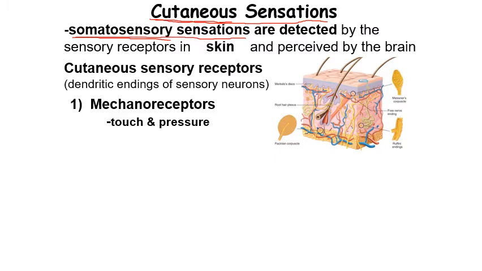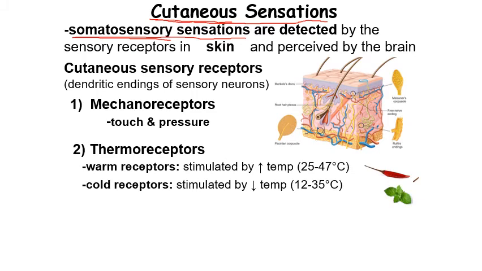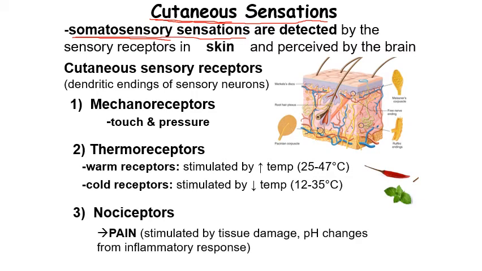Our cutaneous sensory receptors include mechanoreceptors, thermoreceptors, and nociceptors. Mechanoreceptors are those involved in touch and pressure. You might remember from your anatomy days in the integumentary system the Pacinian corpuscles, Ruffini endings, and Meissner corpuscles. These are all mechanoreceptors because distortion, pushing down on the membrane, results in the sensation of touch and pressure.